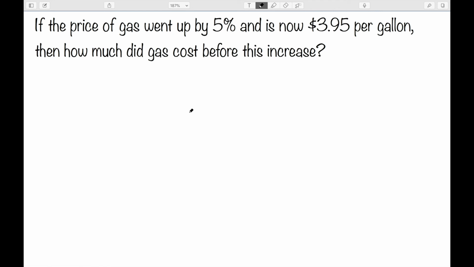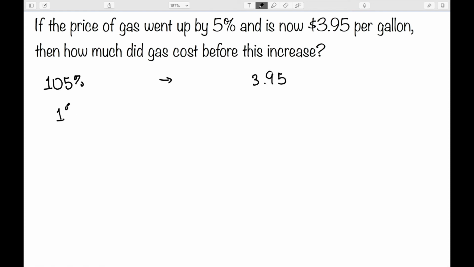If the price of gas went up by 5% and it's now $3.95 per gallon, then how much did the gas cost before this increase? So what I know is that it increased by 5%, so 105% corresponds to $3.95.